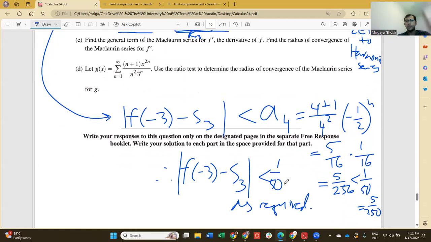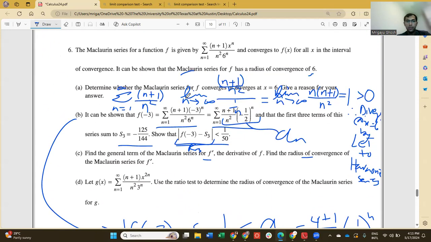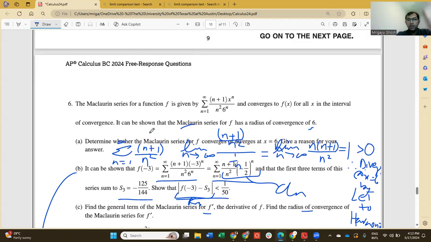Good. So it's just using the next term, right, as we know. Now we're going to find the general term of the Maclaurin series for f prime and find the radius of convergence for that series. So we have f given here. So I'm just going to write f prime up here. All we have to do is take the derivative of this with respect to x, right? So this is a pretty simple problem.